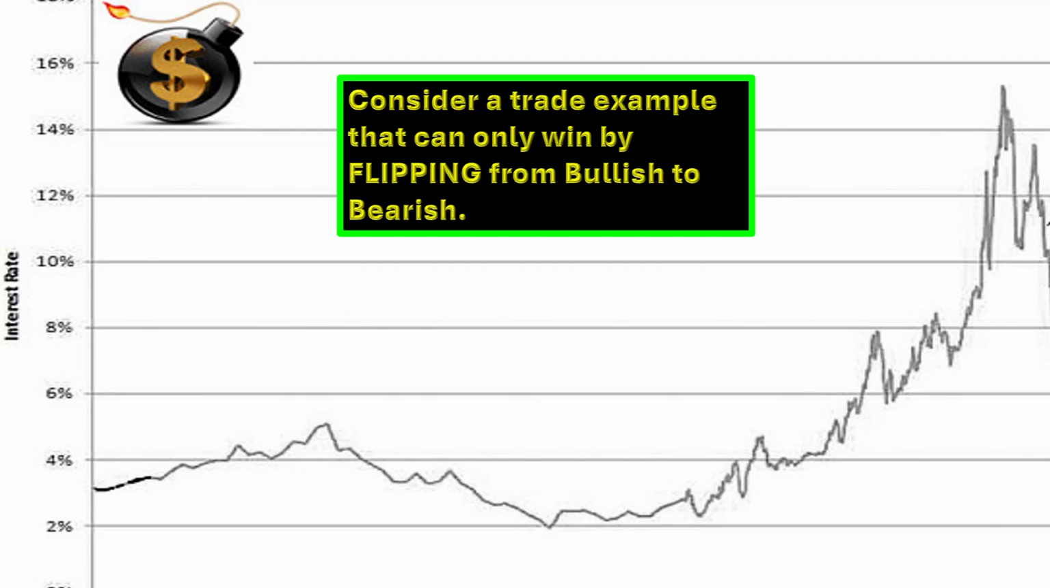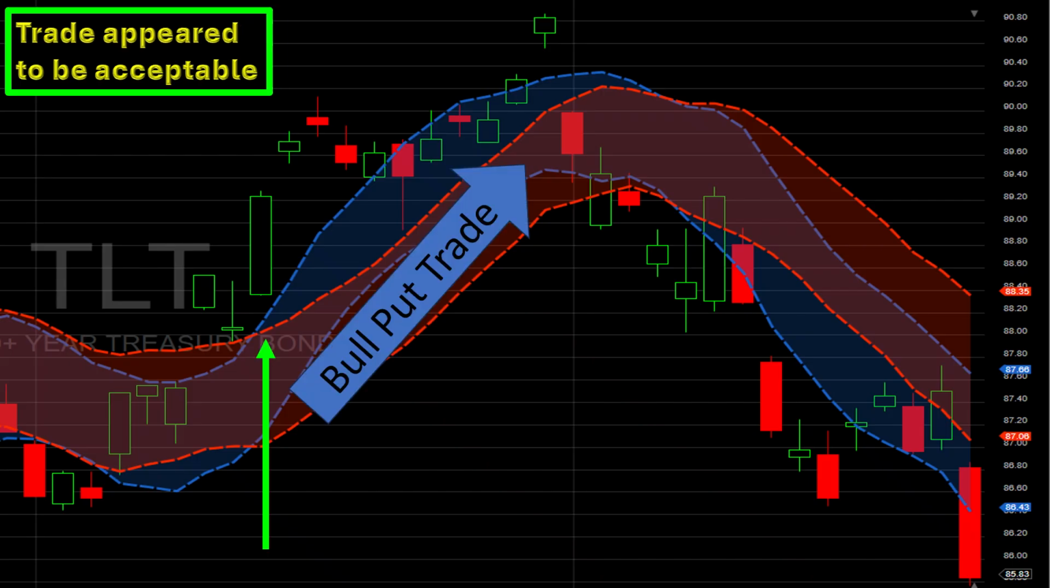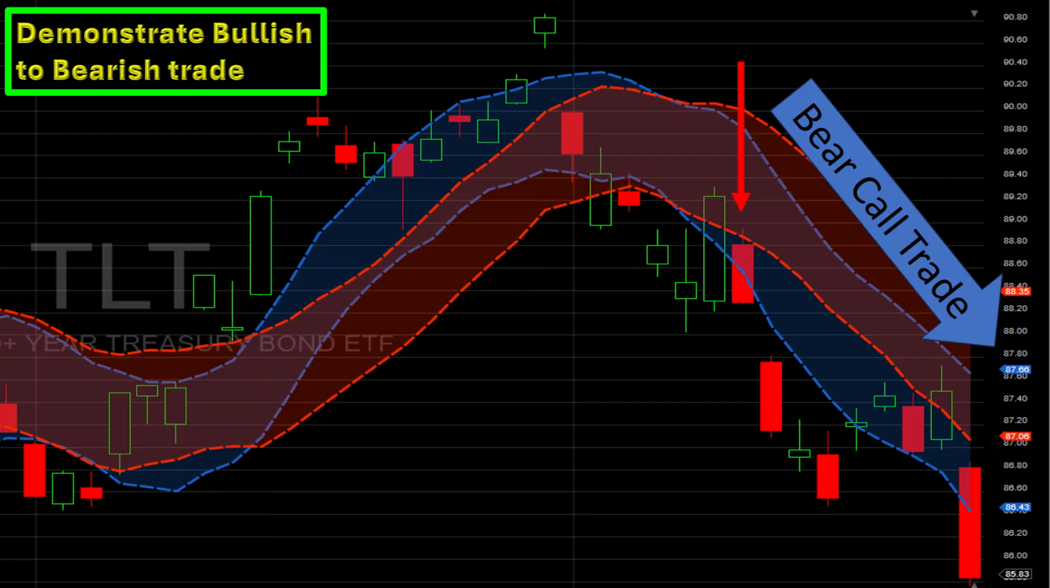Consider a trade example that can only win by flipping from bullish to bearish. This will illustrate how to flip bull puts to bear calls. The trade appeared to be acceptable about mid-February. However, on March 2nd, the Iran war hit the stock market. This is only to demonstrate a bullish to bearish trade.